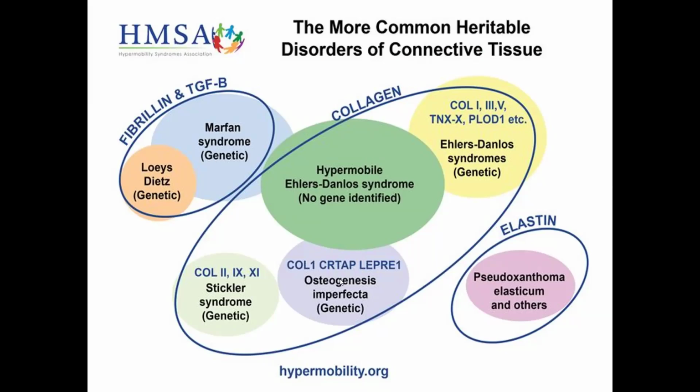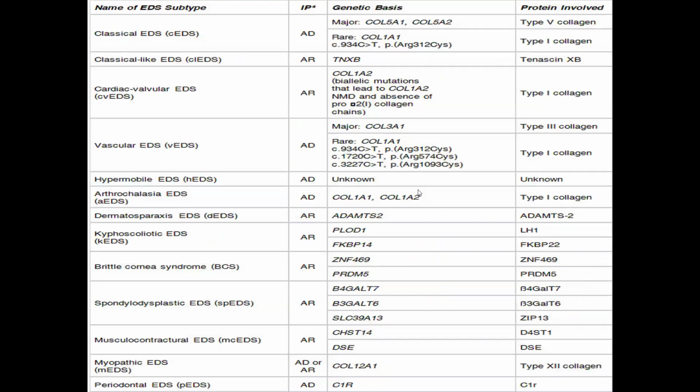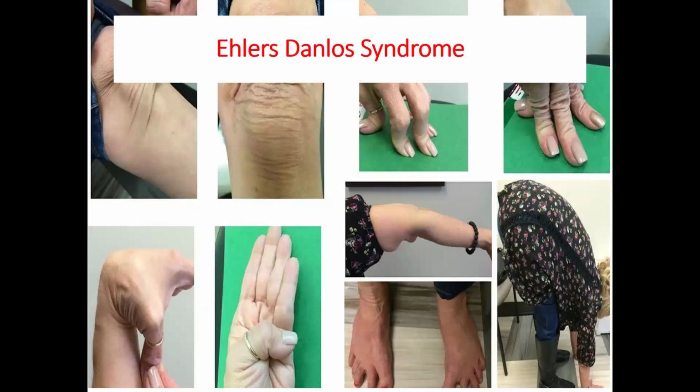Osteogenesis imperfecta also affects the collagen. Stickler syndrome. Ehlers-Danlos syndrome, at least 13 types. The most famous ones are the classical, and the vascular and the hypermobile. Ehlers-Danlos syndrome.